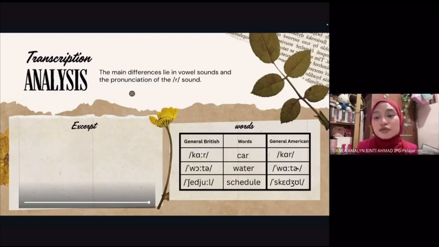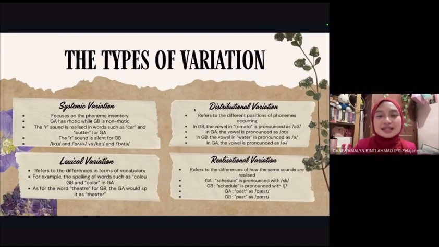As you can see just now, there were some examples of words that highlight these differences, such as color, water, schedule, car, and tomato. Moving on to the next slide, the types of variation. The first one is systemic variation.